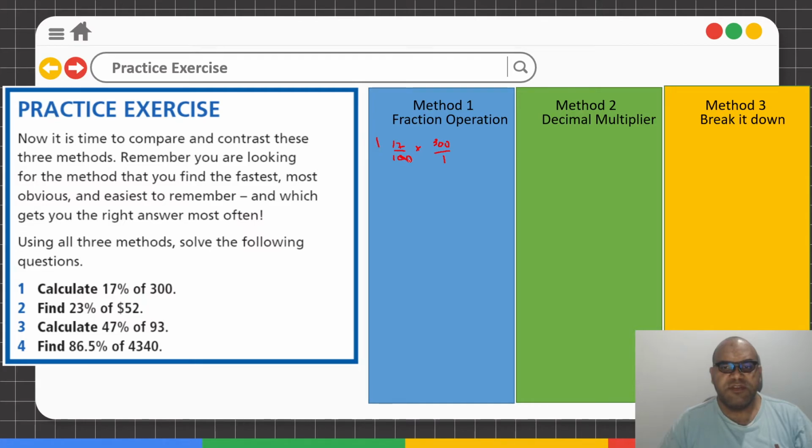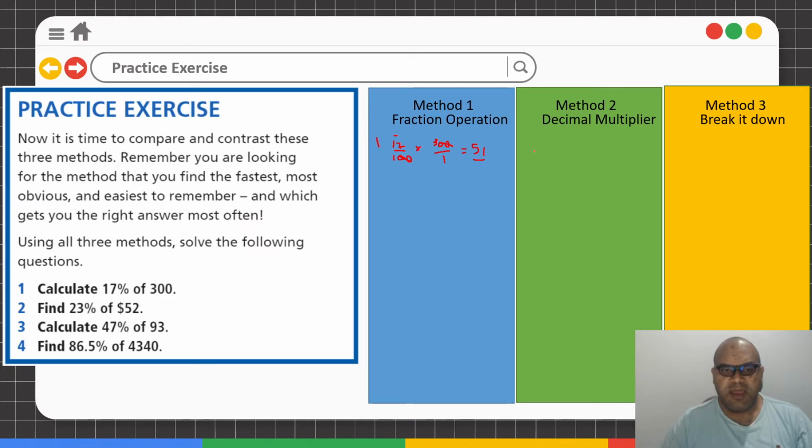I have 2 zeros here, goodbye 2 zeros. It will be 17 times 3. 3 times 7, 21, carry 2. 3 times 1 is 3, plus 2, 5. 51. 17% of 300 is 51. Great, this is number 1 using the fraction operation.